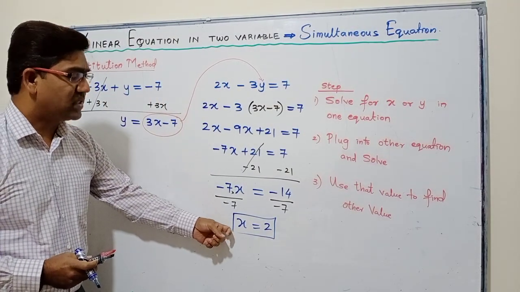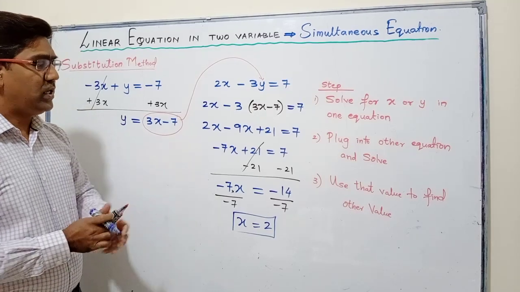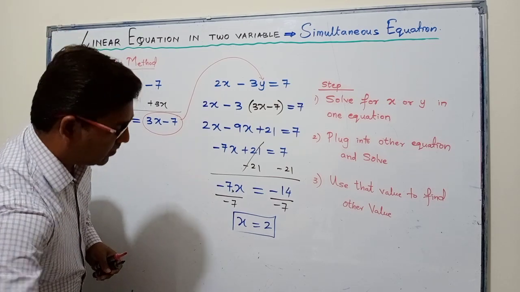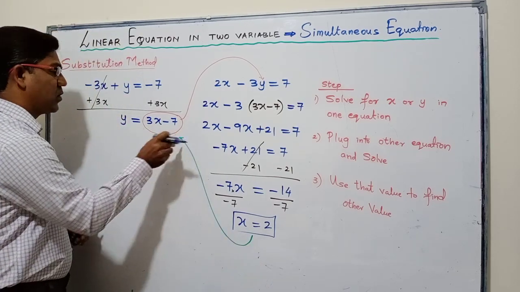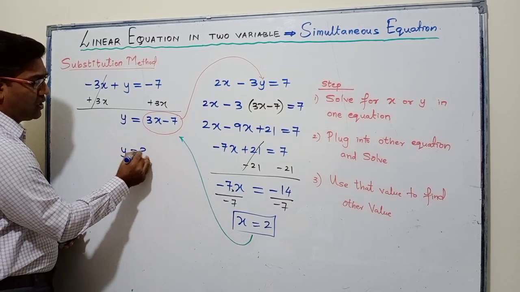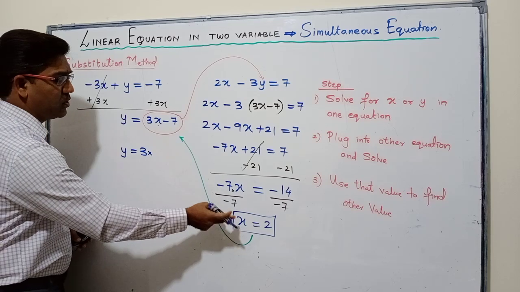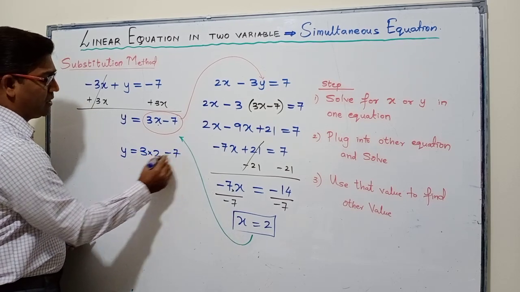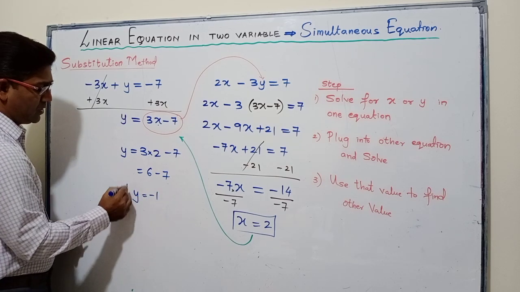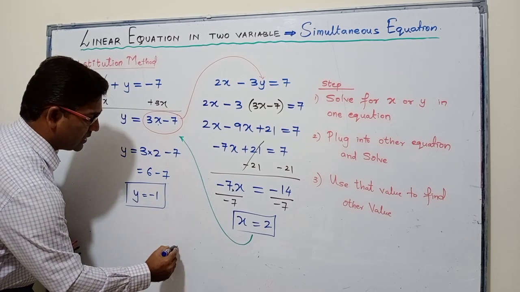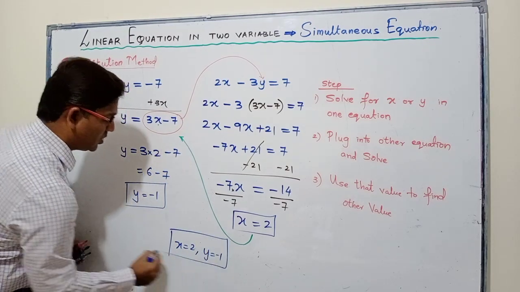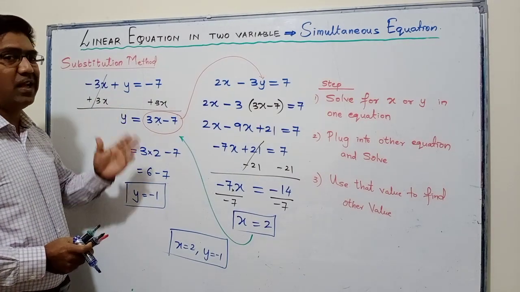Once you have the value of x, you still need to find the value of y. To find the value of y, I'll substitute this value back into the first equation. So this value goes back in the first equation. Let's substitute x equal to 2 here. So y equals 3, in place of x we will substitute the value of x which is 2, minus 7. So it is 6 minus 7. I get the value of y equal to minus 1. So my final answer is x equal to 2 and y equal to minus 1. These are the values which satisfy both the given equations.